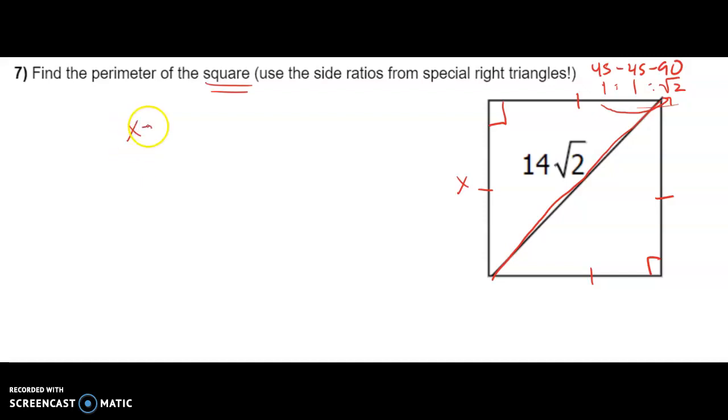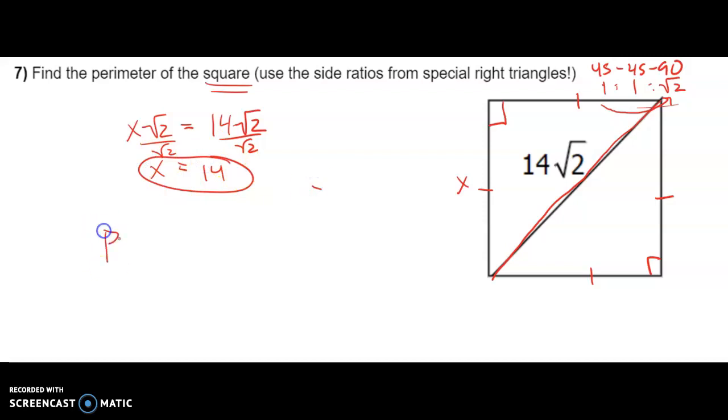We know that if we take one of the sides, multiply it by root 2, that gives me the hypotenuse. Solve for x by dividing by root 2, and it'll cancel. So my side is just 14. And if I want to find the perimeter, then the perimeter, there are 4 sides of 14, and that gives me 56. And I'm done.